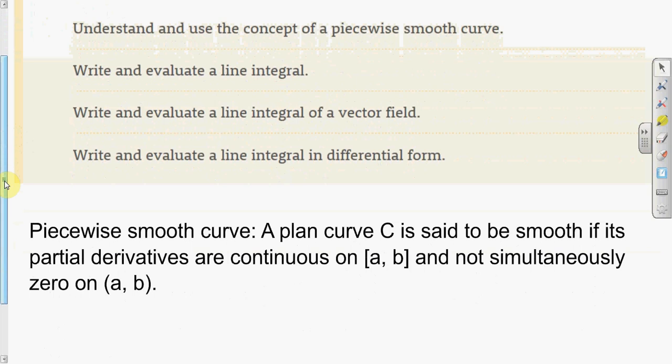Now, the line integral is this. The line integral is simply evaluating the integral along an arc or a curve. That's the goal. If the function that you're considering is the function equal to 1, then you simply evaluate the arc length from algebra or from calculus 1. Let's see how that function looks like.